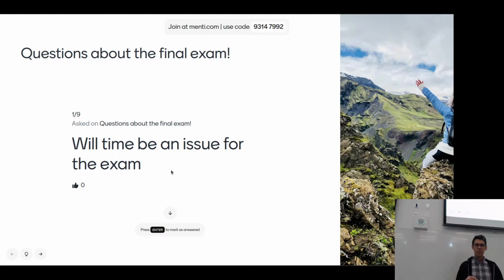So will time be an issue for the exam? I will be writing a 2-hour exam, one that's intended to fit into 2 hours, and I will be very conscious of this when I'm building this exam. I mean, time will be an issue in the sense that it normally is an issue for writing tests, but I'm going to try to make sure that the exam actually fits appropriately into the time that we've got for this exam.